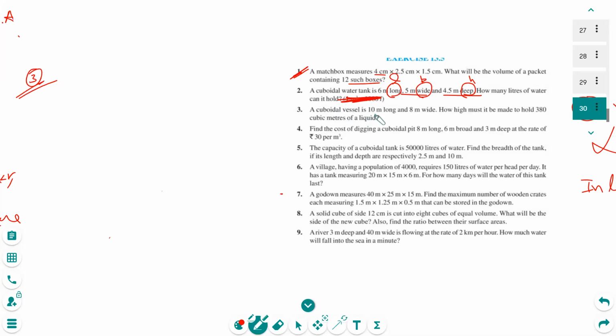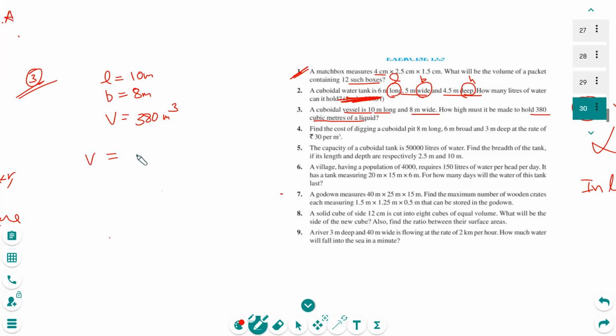A cuboidal vessel is 10 meter long and 8 meter wide. How high must it be to hold 380 cubic meters of a liquid? Okay. First, let's write what is given. 10 meter is given, width is given, width is 8 meter, and the volume is given. Volume is 380 cubic meter. You can say 380 meter cube. That's the same thing. So it's a very easy question.